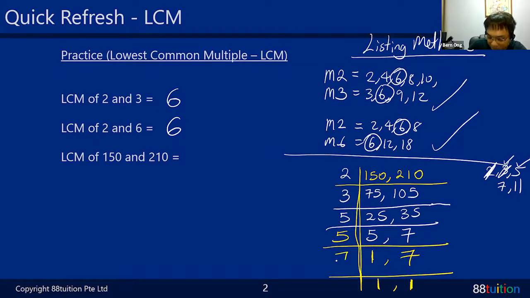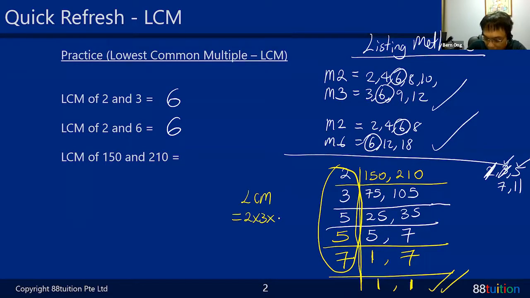So now divide by 7. Why? Remember your objective, you want 1, 1, 1. So 7 divided by 7 is 1. That is what you want. And this entire thing here is called the LCM. LCM can be written as 2 times 3 times 5 squared times 7. Use your calculator and key in 2 times 3 times 25 times 7. The answer is 1050. And that's how you do it.